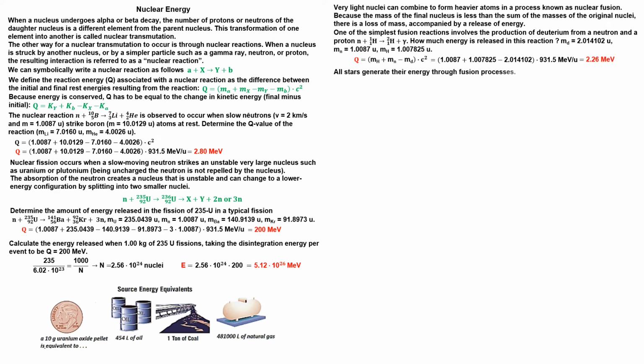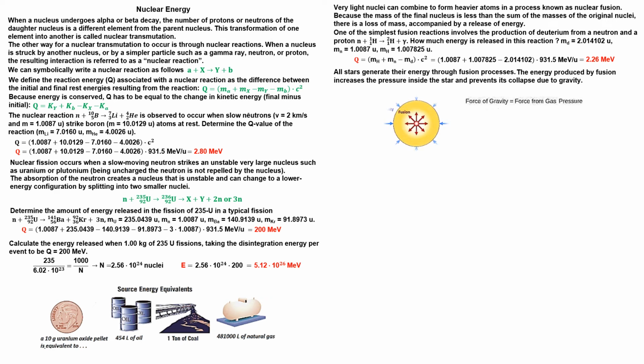All stars generate their energy through fusion processes. The energy produced by fusion increases the pressure inside the star and prevents its collapse due to gravity. The binding energy per nucleon increases as we go from hydrogen to helium. It means that helium is more stable than hydrogen, and the energy output of our Sun is due mainly to the following sequence of fusion reactions.